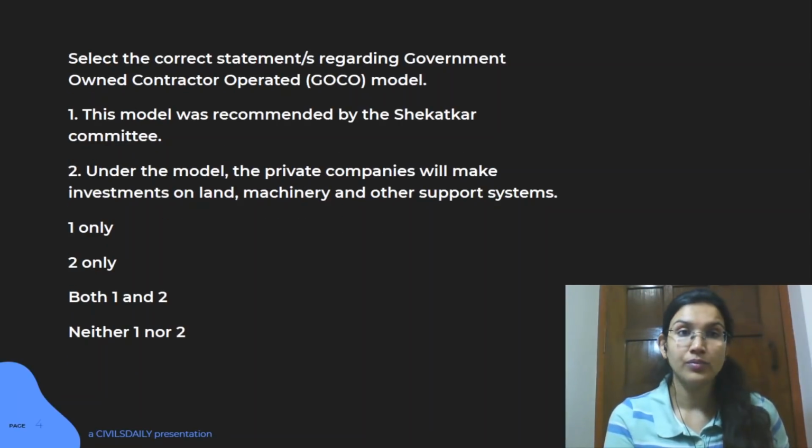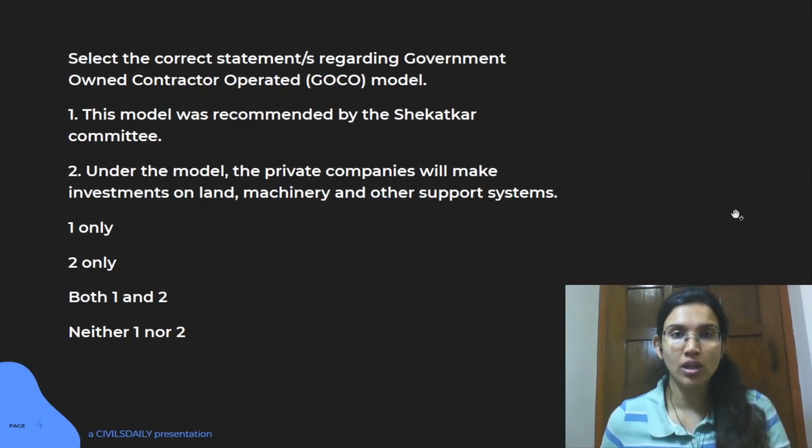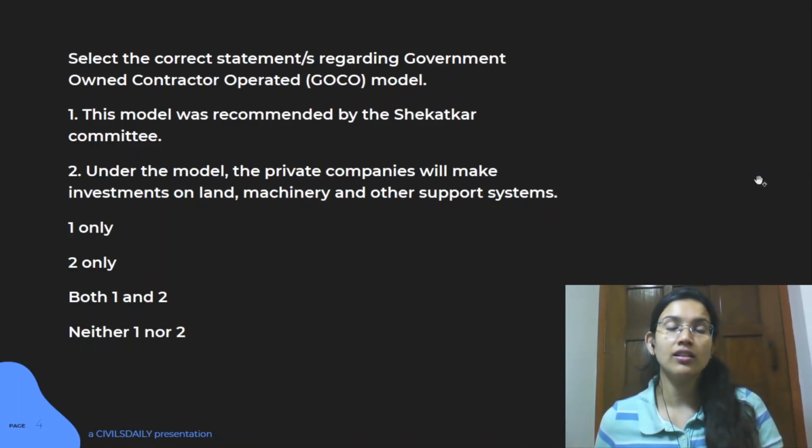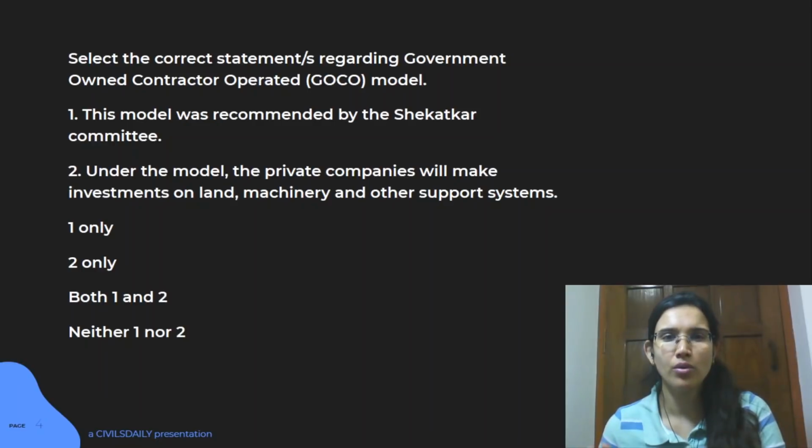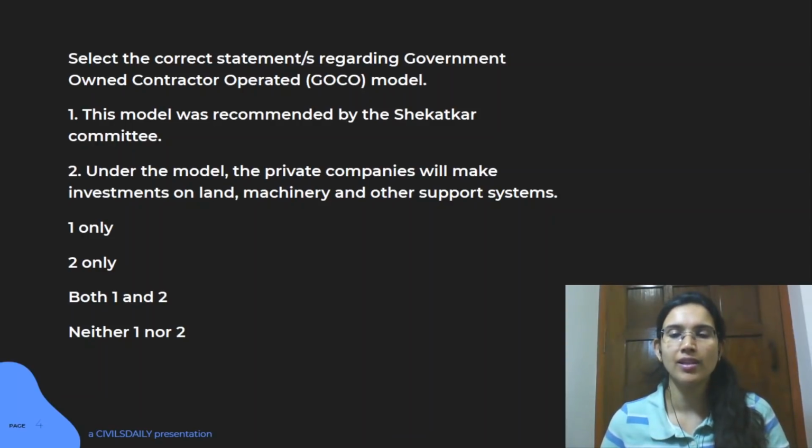The next question is again on a model: the Government-Owned Contractor-Operated model. This is another model that was in the news recently. The first statement is that this model was recommended by the Shekatkar Committee. If you remember, the Shekatkar Committee dealt with certain reforms required in the defense sector. It gave many important recommendations, not just related to operations and models, but also on how to bring the right kind of systems into the army so that we can have a leaner, more organized army and cut out extra work not required to be done by the army.